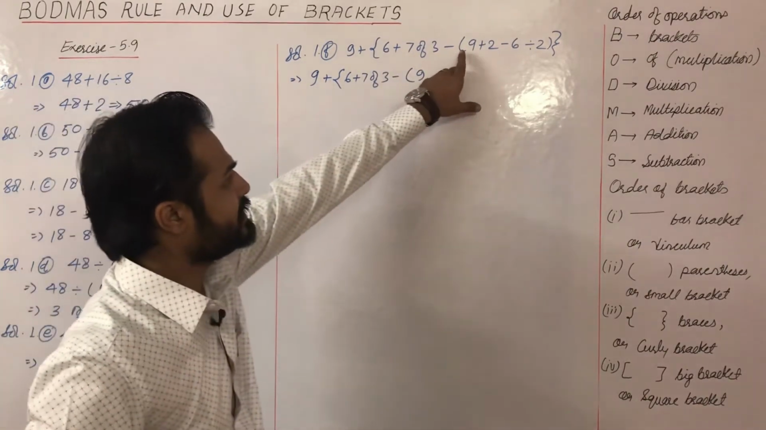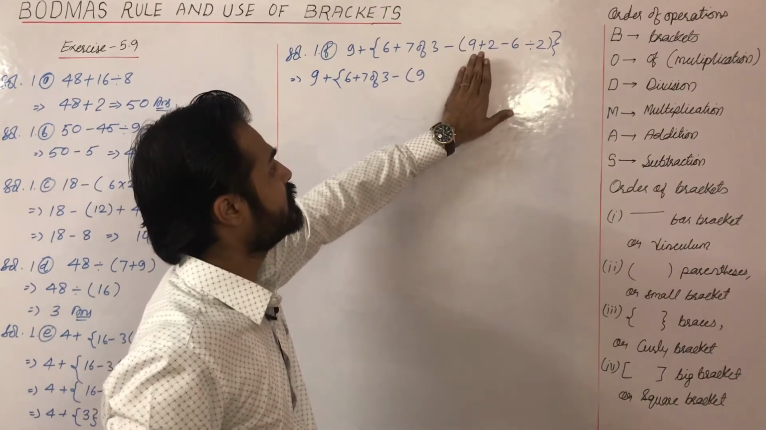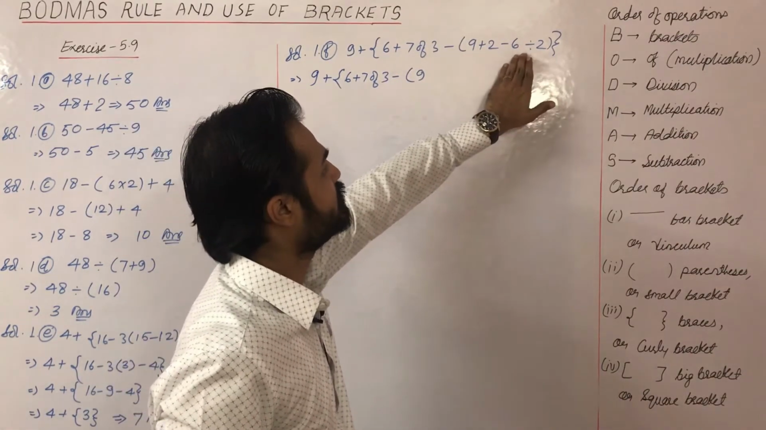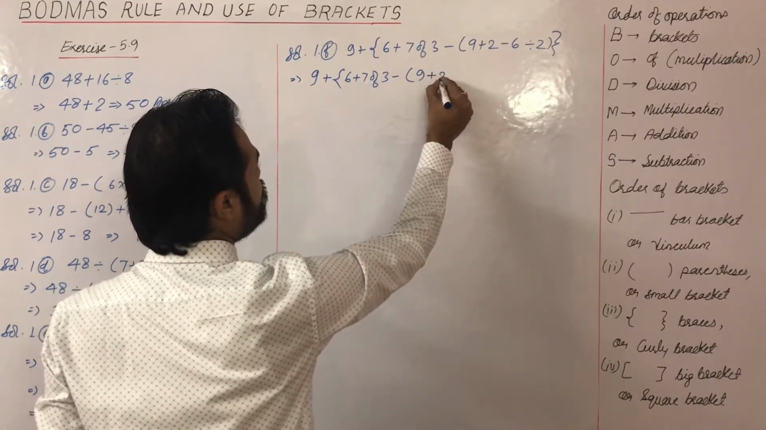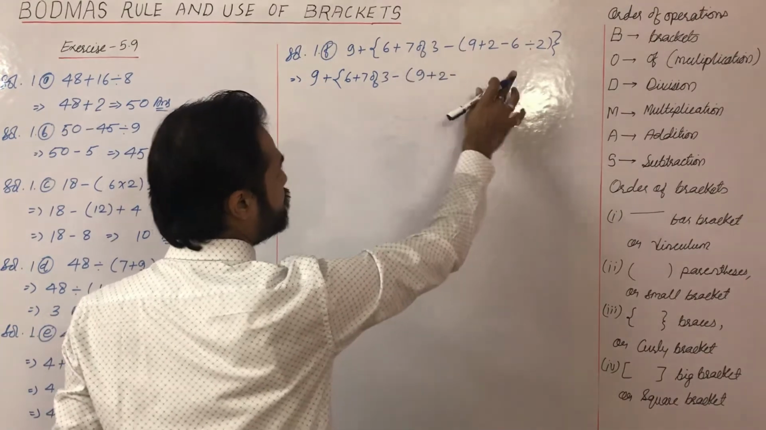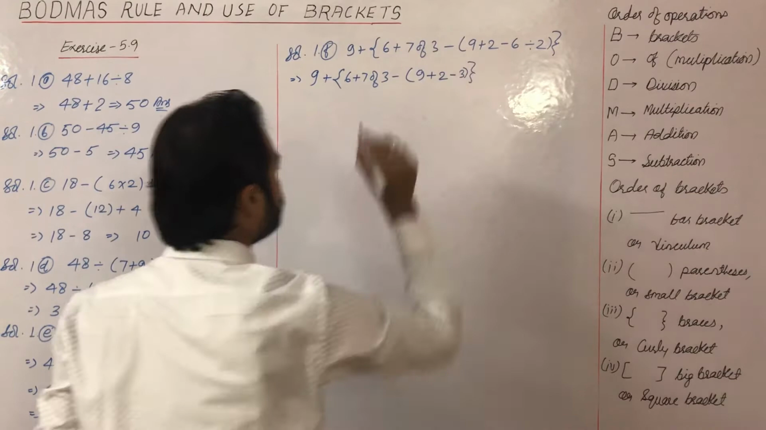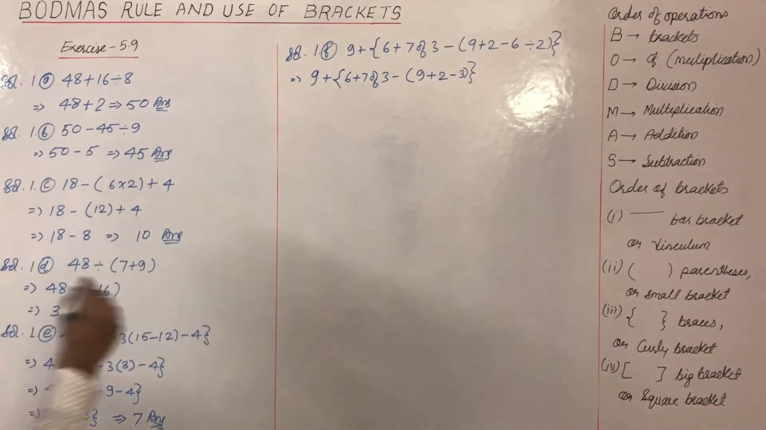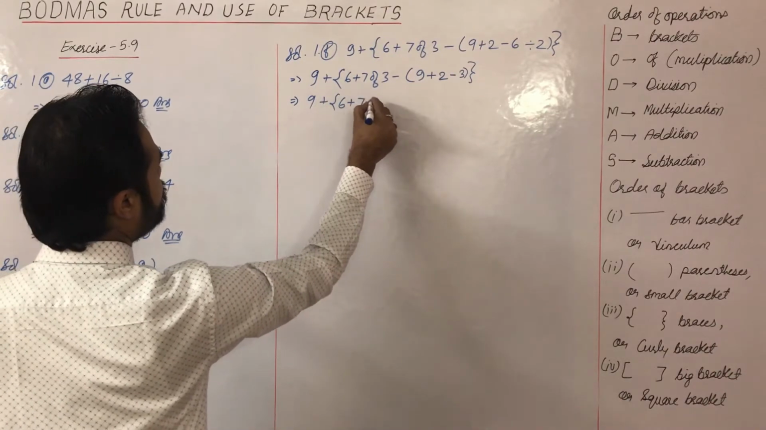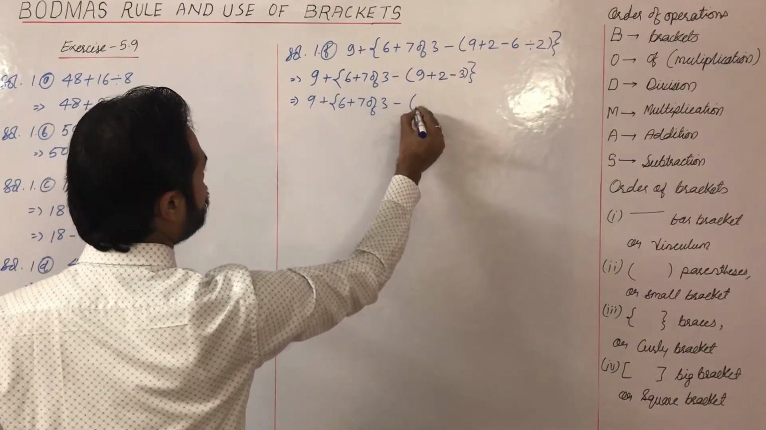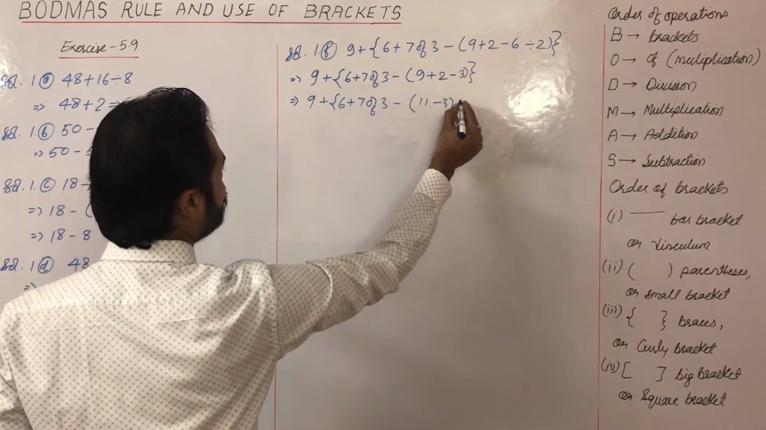Inside this bracket again we have 3 different types of operations. So first of all, 6 divided by 2. Division comes first, so 9 plus 2 minus 6 divided by 2 is 3, bracket closed with curly. Now again 9 plus 6 plus 7 of 3 as it is, minus 9 plus 2 minus 3, so 9 plus 2 is 11, minus 3.